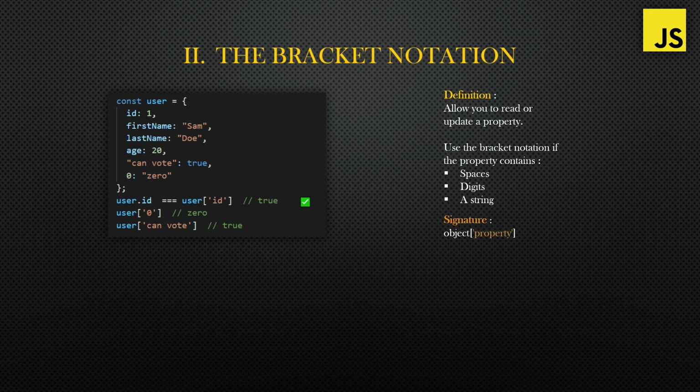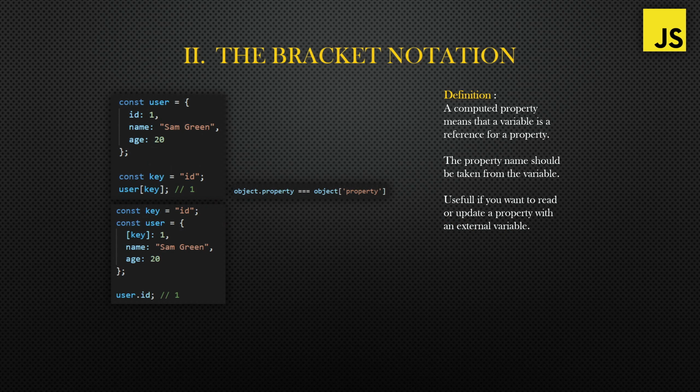So here in the first example, we have spaces and a string. So you should use the bracket notation, between brackets, between quotes, and the property. And in the second example, we have a digit. So we will use user between brackets between quotes and the property.